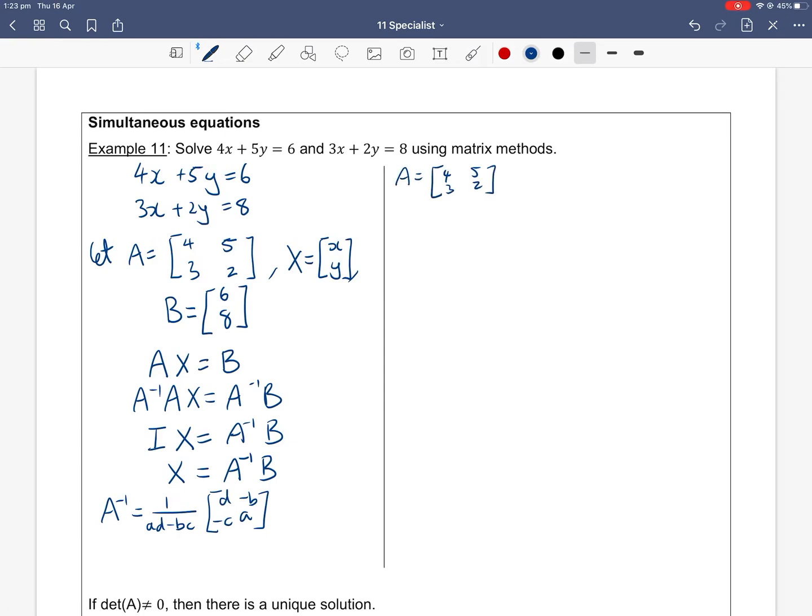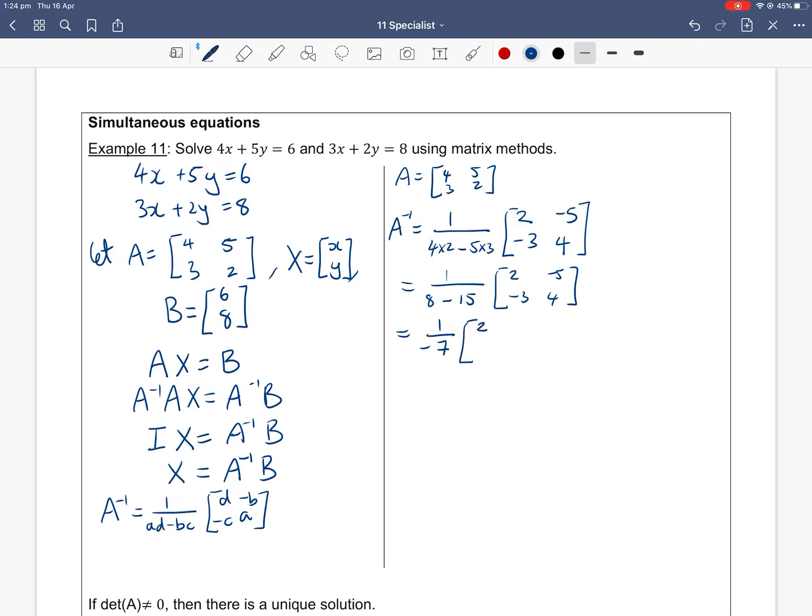Since our A is 4, 3, 5, 2, our A inverse is 1 over 4 times 2 minus 5 times 3. Swap my A's and D's, so 2 and 4 swap, and negate the other numbers, so negative 5, negative 3. So 1 over 8 minus 15, and I have 2, negative 5, negative 3, 4. 8 take 15 is negative 7. So 1 over negative 7 times 2, negative 5, negative 3, 4. Okay, so that's A inverse.